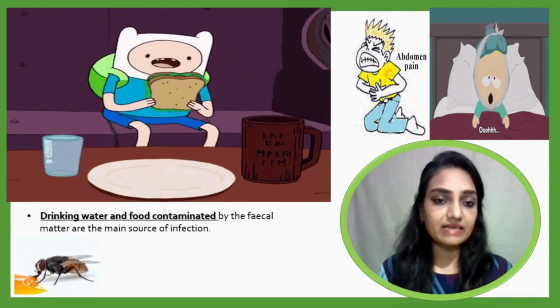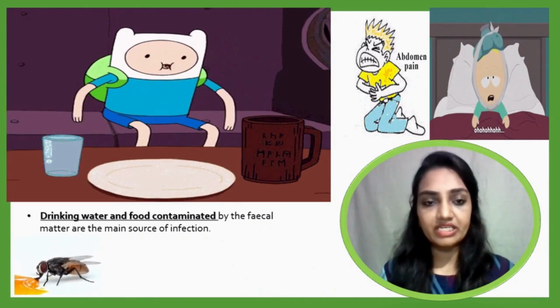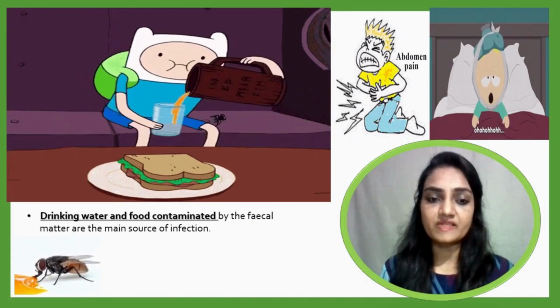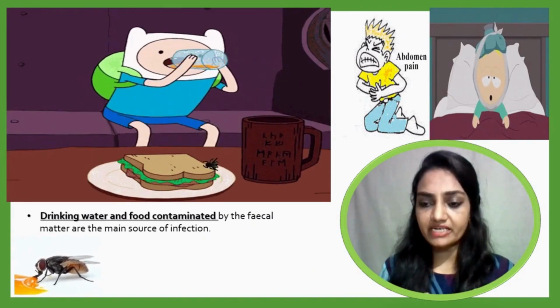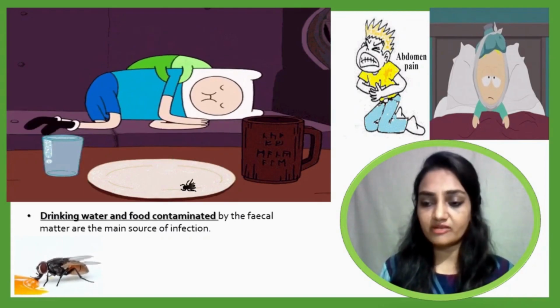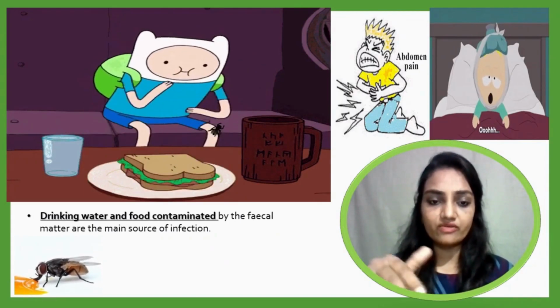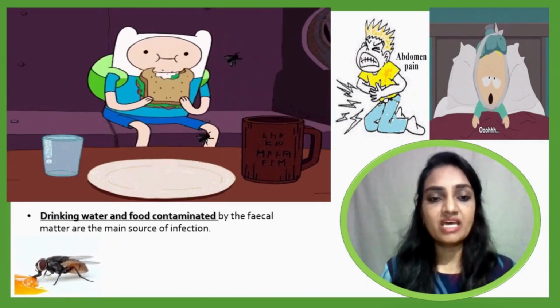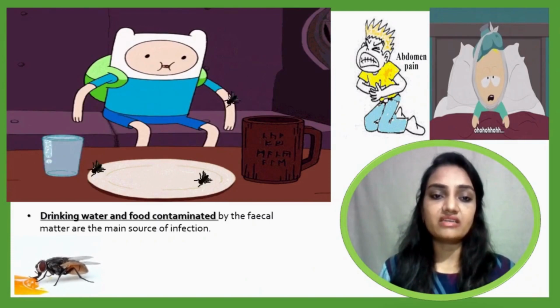Here you can see the example. Here the person is drinking and eating, and you can see the fly coming over here and getting infected. First it sits on the feces, and then it flies over the food, then that food is consumed by the person, and here you can see infection may occur.